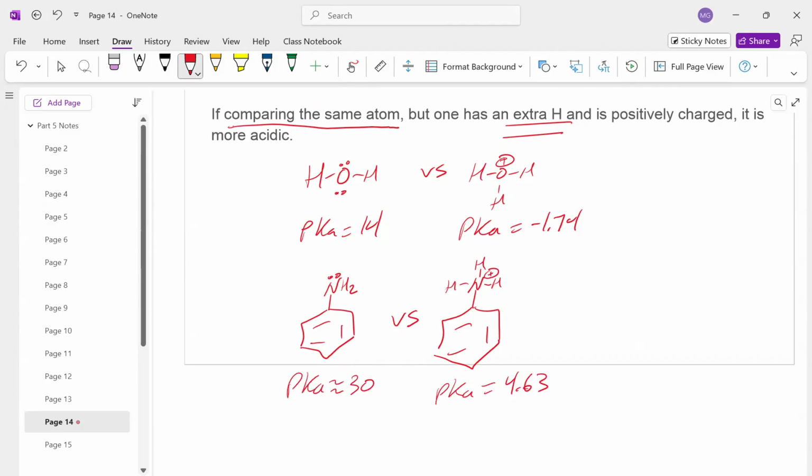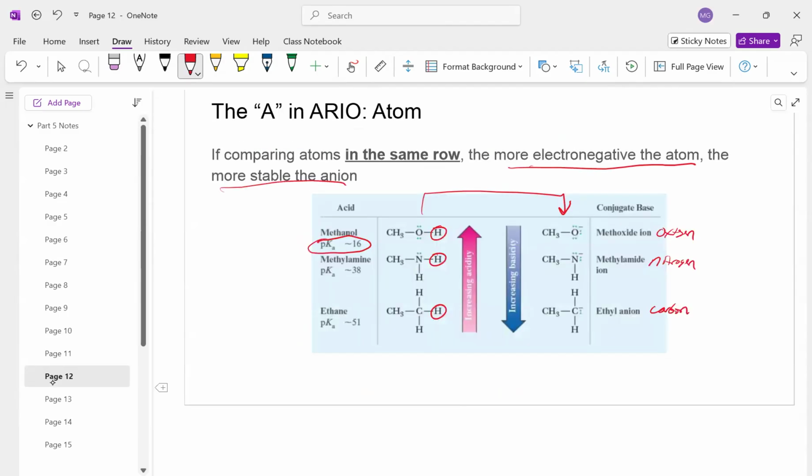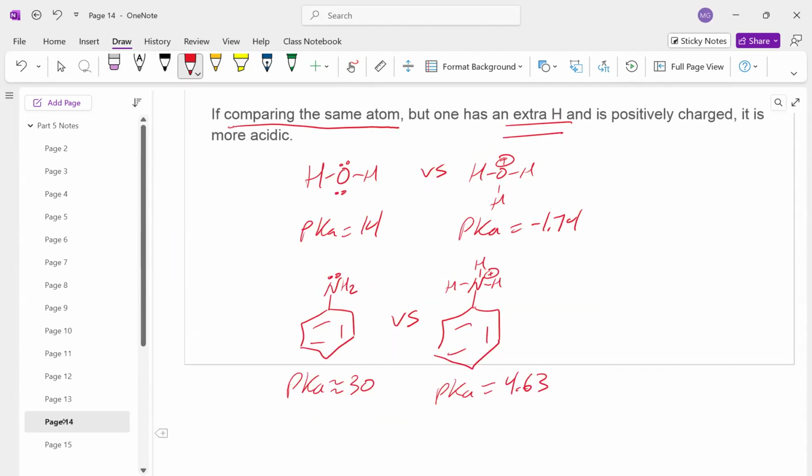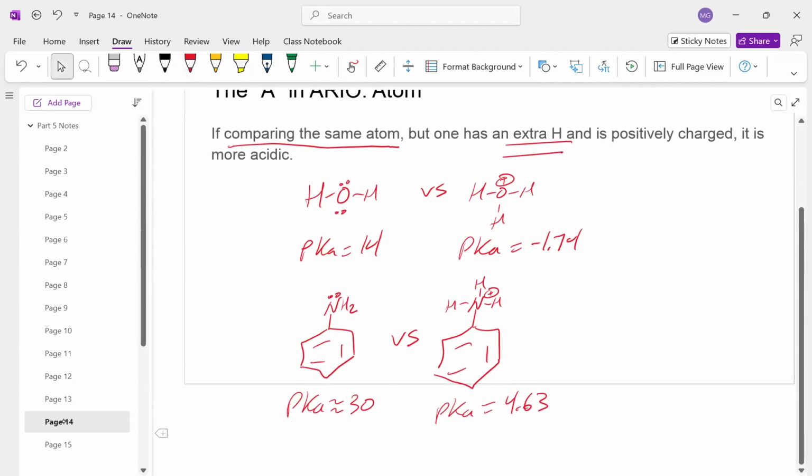So really when you are comparing the atom, and again, you always start at the atom first. If they're different, look and see if they're in the same row. If not, look and see if they're in the same column. If they're the same atom, then most likely there's a difference in the number of hydrogens and the charge.